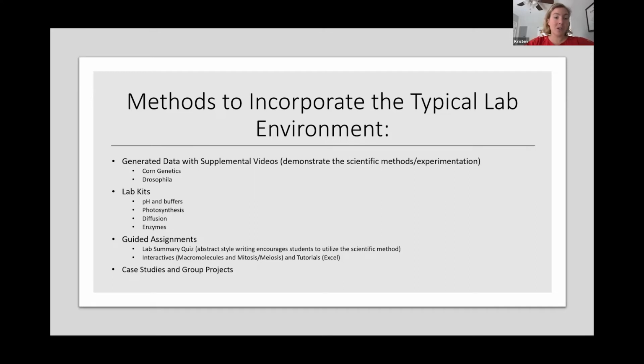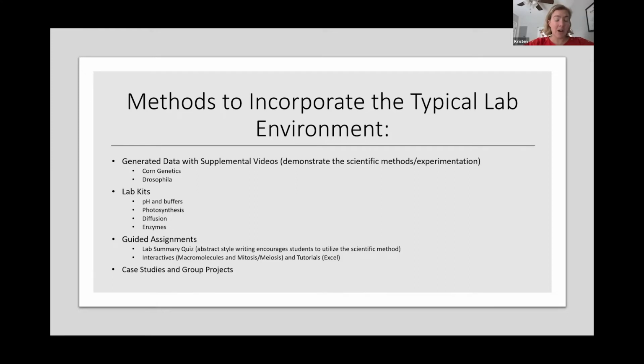So the first one I want to talk about is generated data with supplemental videos. And so in this experiment, we're demonstrating the scientific method and experimentation. And the two examples that we use this one for are the corn genetics lab and the Drosophila lab. So both of them are looking at Mendelian genetics.